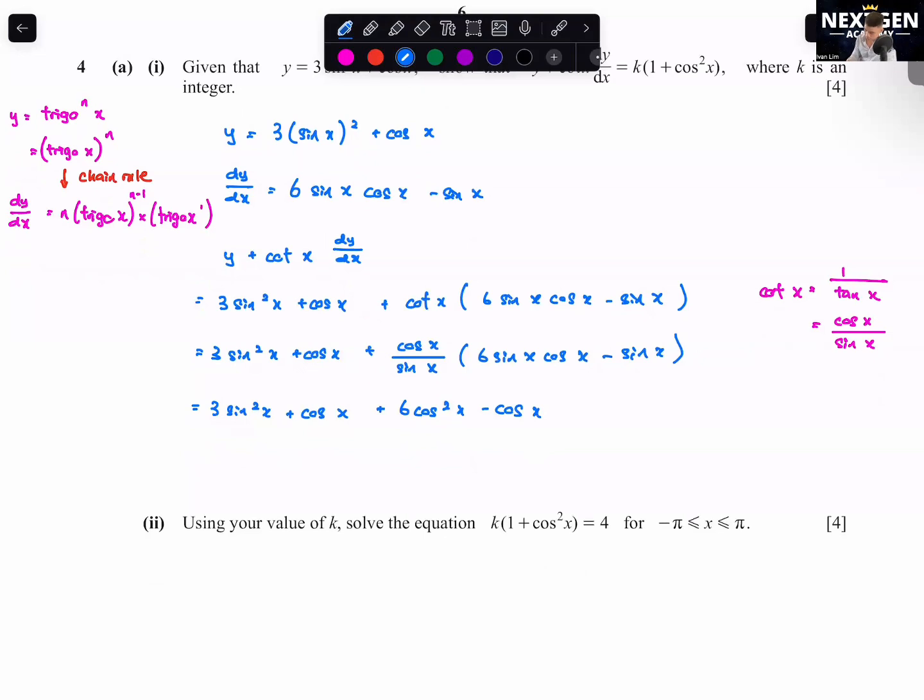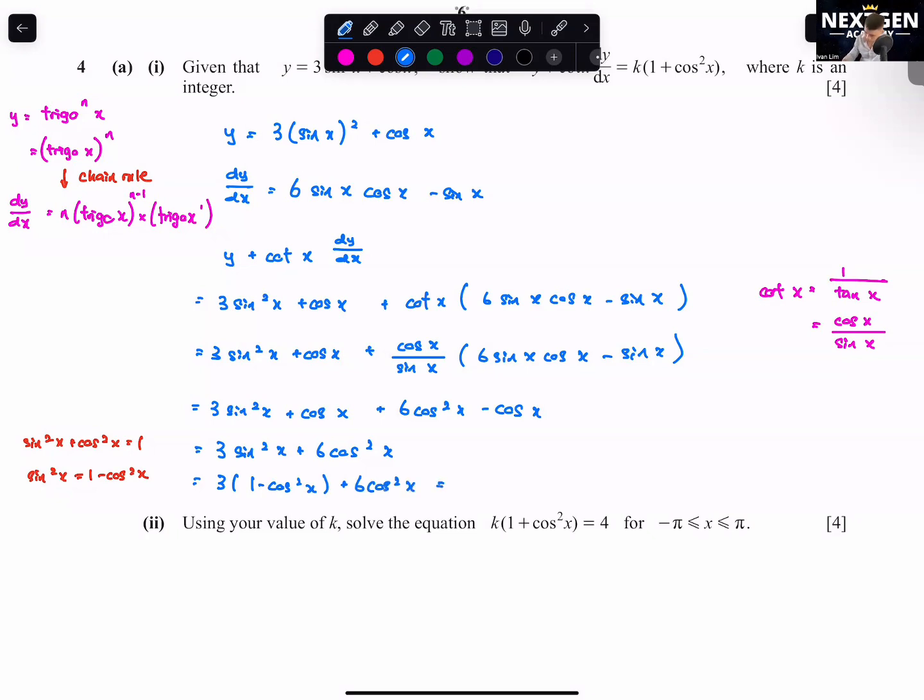Okay, then here, what we get? The cos x minus cos x will cancel off. So you'll be left with 3 sine square x plus 6 cos square x. Okay, but I don't want any sine square here. So I'm going to change this into cos square. Sine square x plus cos square x equals to 1. Sine square is equals to 1 minus cos square x. Okay, we transform this into 3 times 1 minus cos square x plus 6 cos square x. Open up the bracket. 3 minus 3 cos square x plus 6 cos square x, which is equals to 3 plus 3 cos square x. And the final one, 3 bracket 1 plus cos square x.